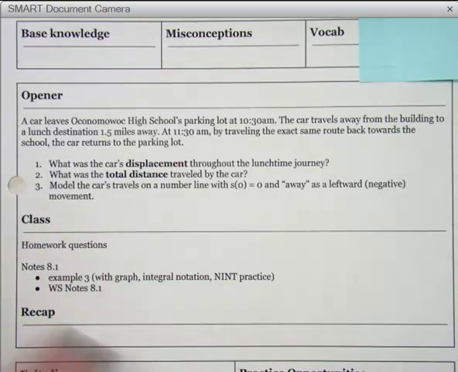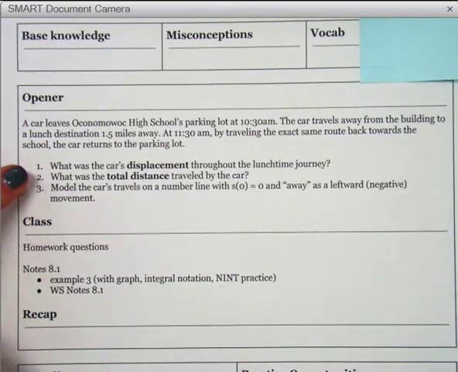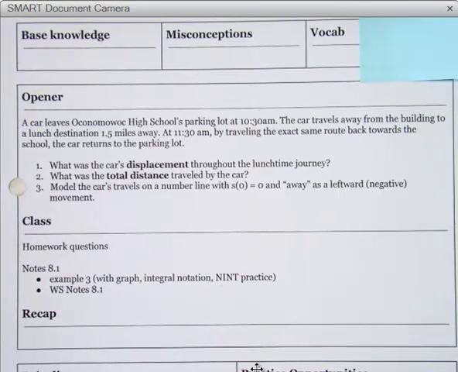Anyways, your opener today. Please pause the video so you can read through the opener and answer the questions. After you're done answering the questions, press play and we'll go through the solutions together.